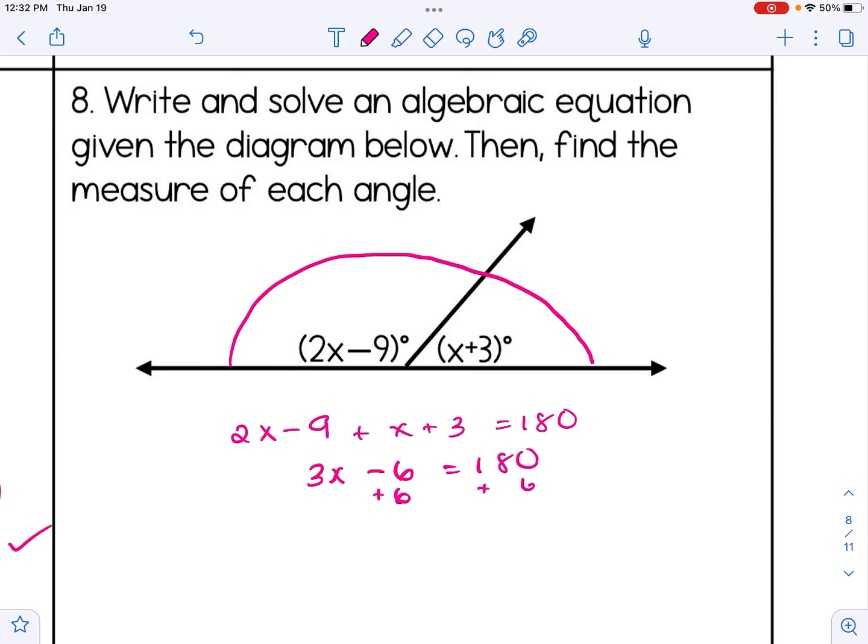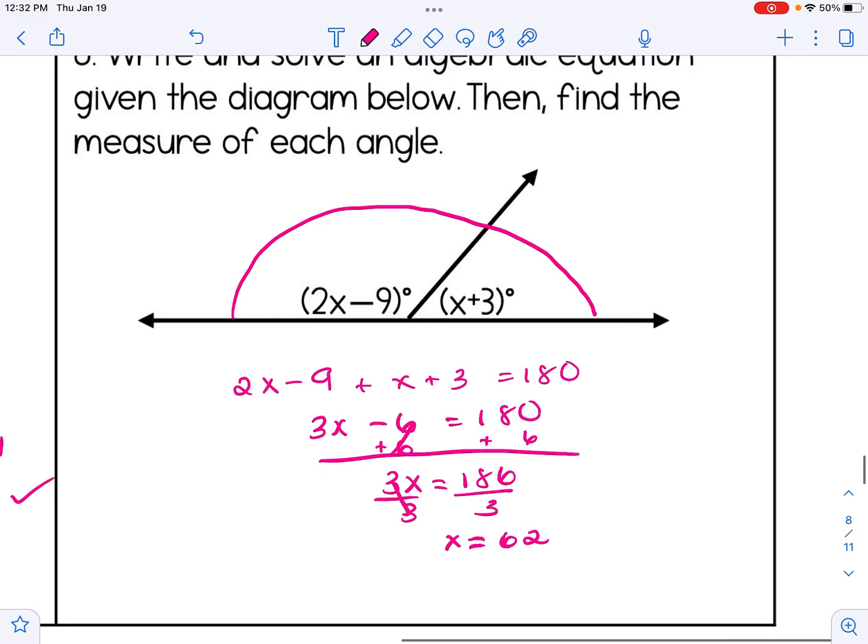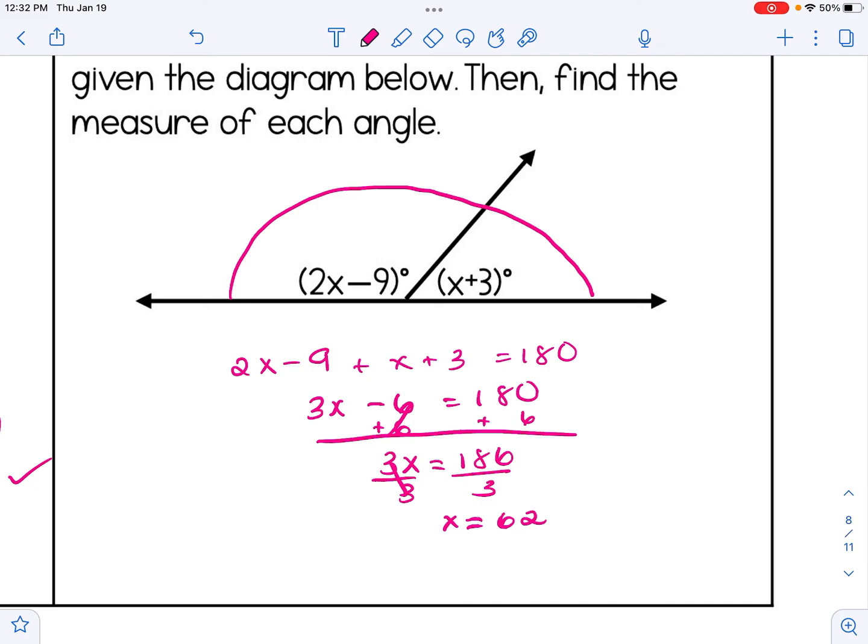And let's work to isolate the variable. And I have found that the measure of x is 62. When I want to find the measure of each angle, if I go to my picture, this angle over here was x plus 3, so 62 plus 3 is 65 degrees. Over here, this is 2x minus 9, so 2 times 62 minus 9. That gives me a measure of 115 degrees.